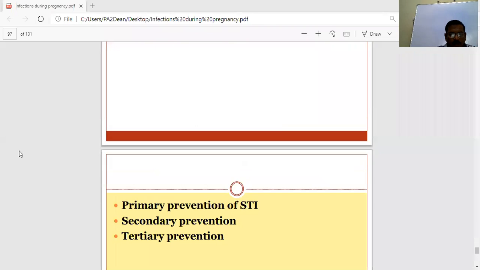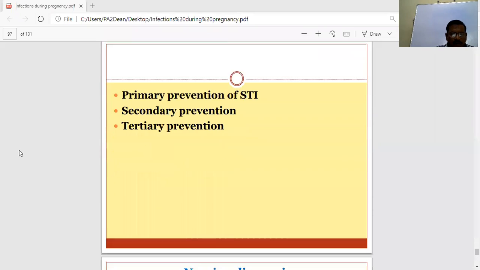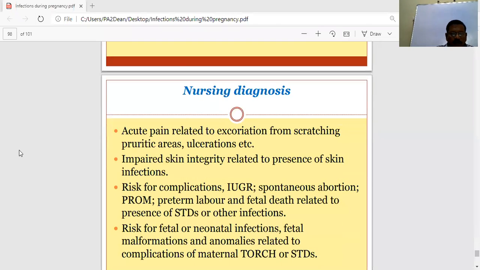Coming to the nursing management: primary prevention of sexually transmitted infection, secondary prevention, and tertiary prevention. Nursing diagnoses: acute pain related to excoriation from scratching, pruritus, ulceration, etc. Impaired skin integrity related to presence of skin infections.